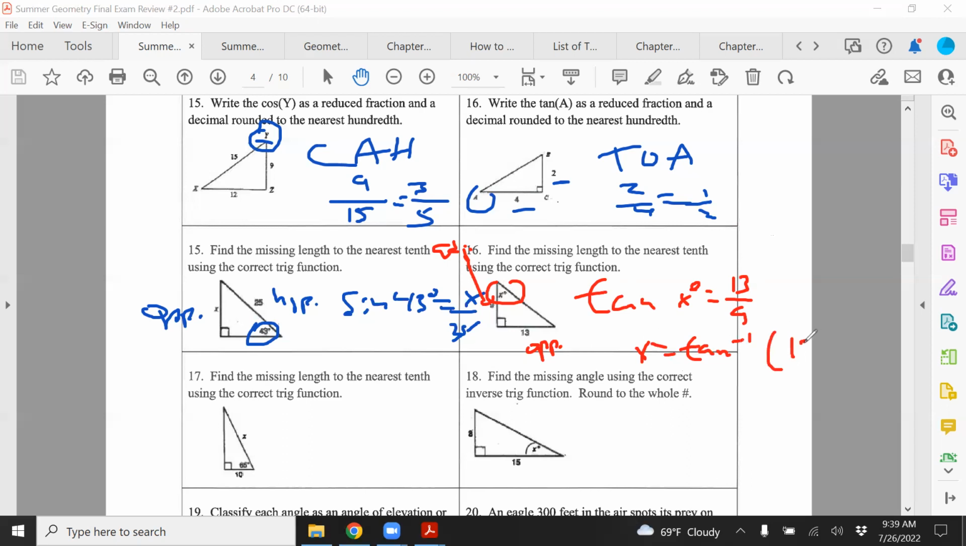And how do you access inverse tan? In the calculator, right? The graphic calculator. You could also do it on your cell phone. Here, I'm gonna pull my cell phone right now.